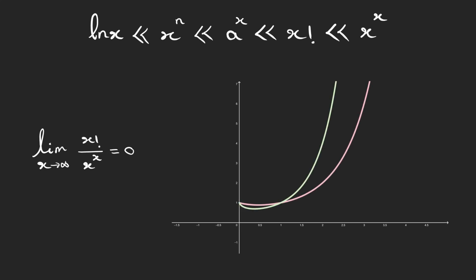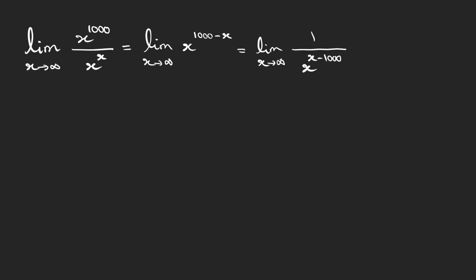It is clear on the graph that as x gets larger, x to the x grows faster. You might think that x to the 1000 must be very large, but this limit is also 0. We can write it in this form, in which there is a growing factor in the denominator, and as x gets larger than 1000, the function tends to smaller values and the limit is finally 0.